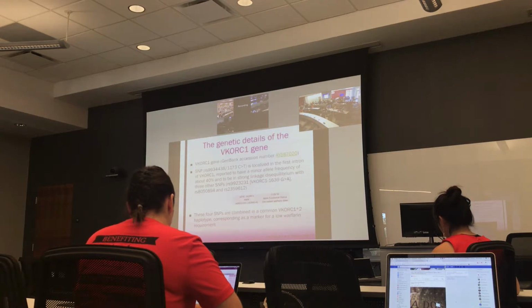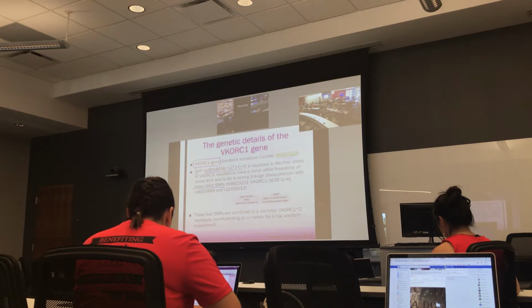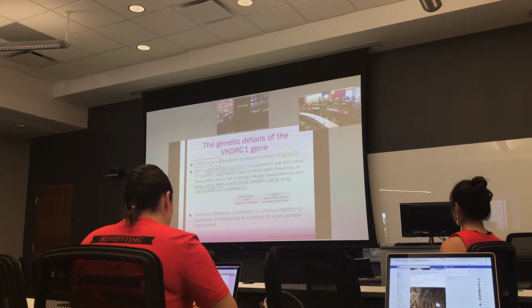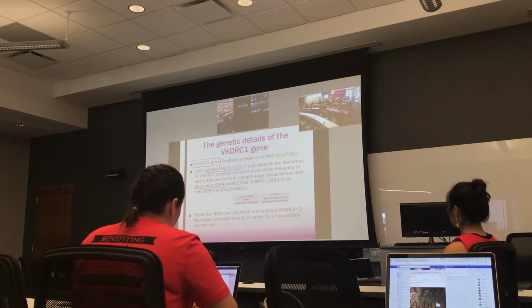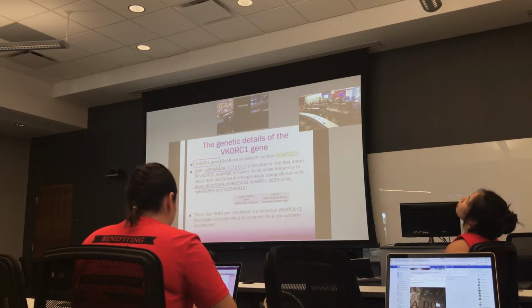So for VKORC1, the way they designate this allele is a little bit different because the SNP is not just one SNP. It's actually 4 together. So when you're seeing this reference sequence, it's linked to other SNPs. So they all come in a package together. Does that make sense? So the way that they're naming it, they're naming the whole package.